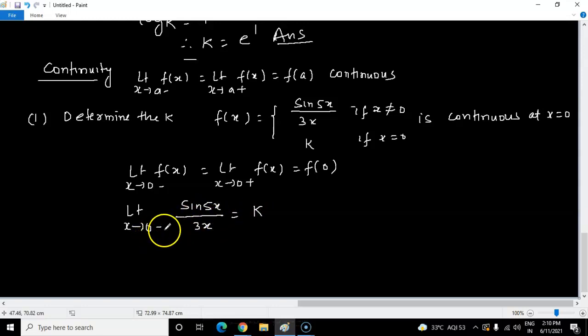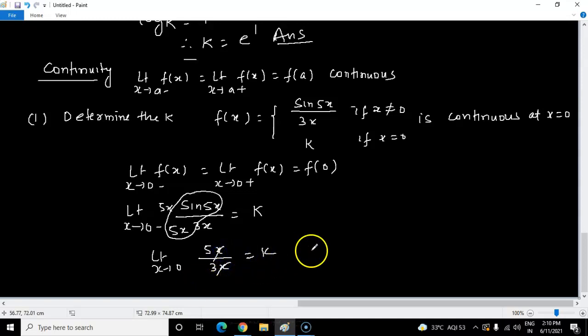So if you try to find the limit here, this one already you know. This one if you multiply and divide by 5x, sin 5x by 5x will be 1, sir. So you can write limit of x tends to 0 of 5x by 3x is equal to k. So x is cancelled here. So you get 5 by 3. k is equal to 5 by 3.